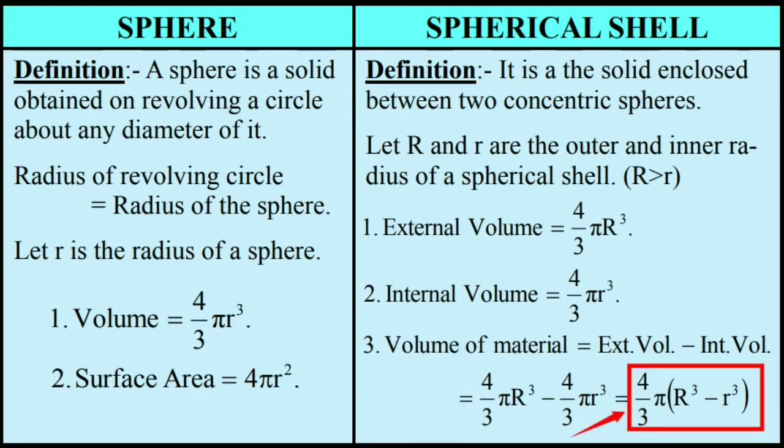The simplified expression for volume of the material is 4 by 3 pi multiplied by capital R cube minus small r cube. This capital R cube minus small r cube can further be simplified using the algebraic formula of a cube minus b cube, that is equal to a minus b multiplied by a square plus ab plus b square.